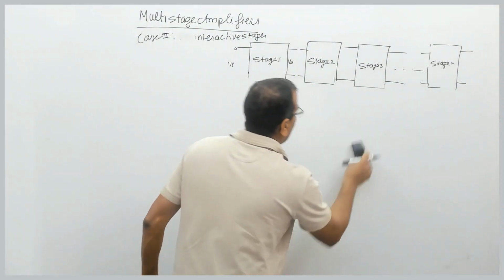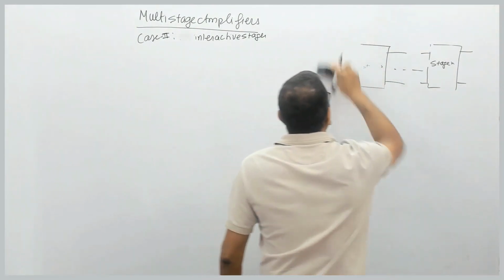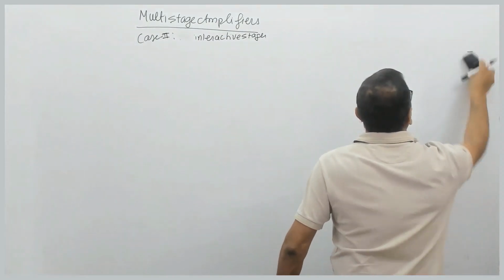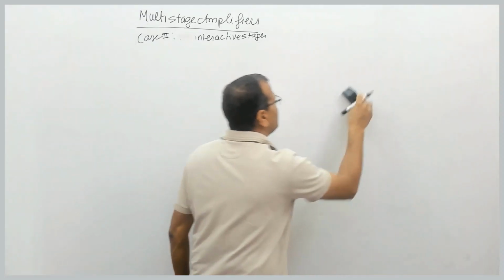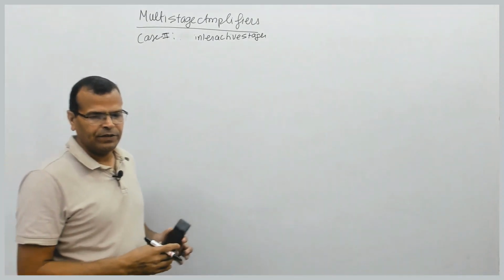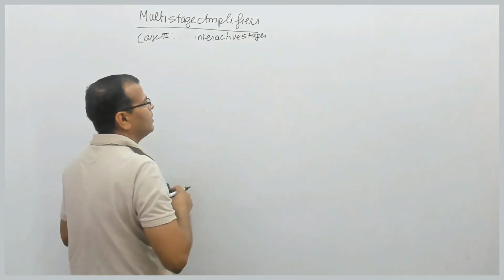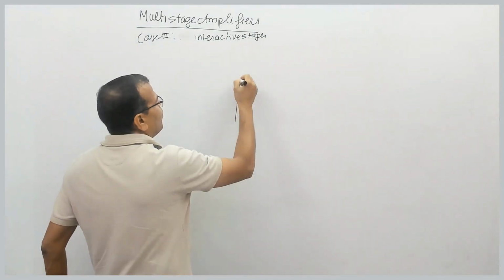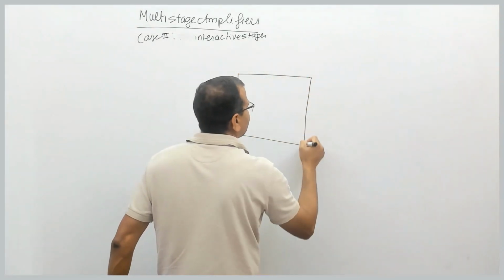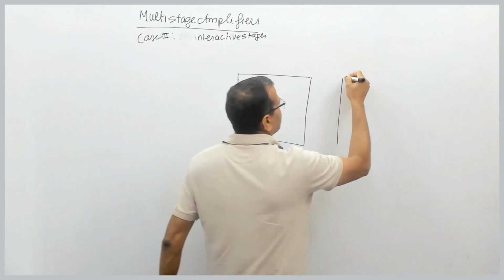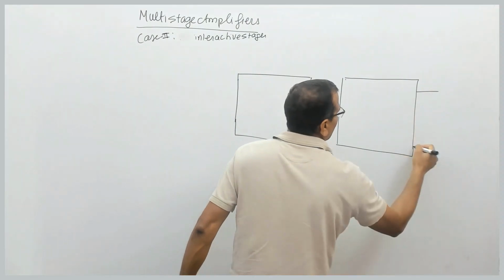Just for mathematical simplification, I will be taking 2 stages instead of multiple stages, because otherwise the mathematical expression will become a little complicated. Fine. So let us see that procedure. I'll be taking a 2-stage amplifier here. This is the first stage. This is the second stage. That is interactive stages. Fine.